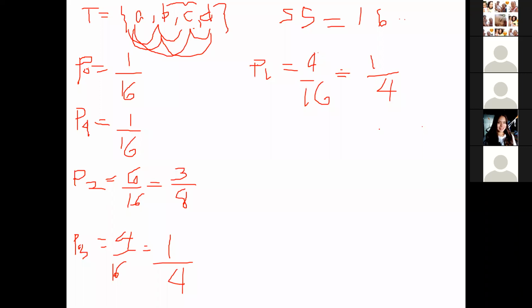Kapag in-add natin lahat ng mga result natin sa probability na kinompute natin, yung 5 from 1 po. 1 o 16 over 16. So, yun yung rule number 4. So, satisfy ba kayo sa classical probability kung anong ibig sabihin? Yes po, sir.